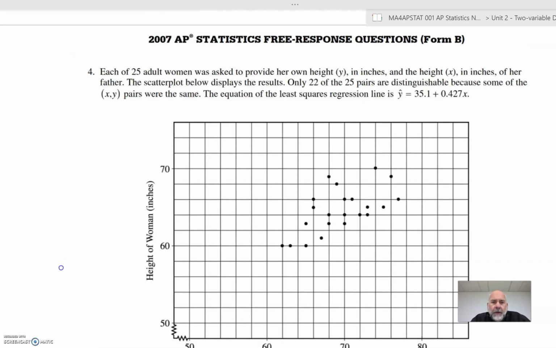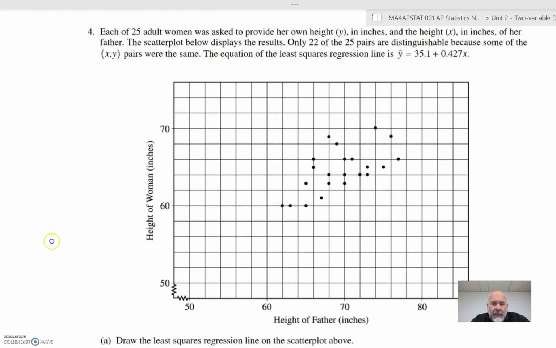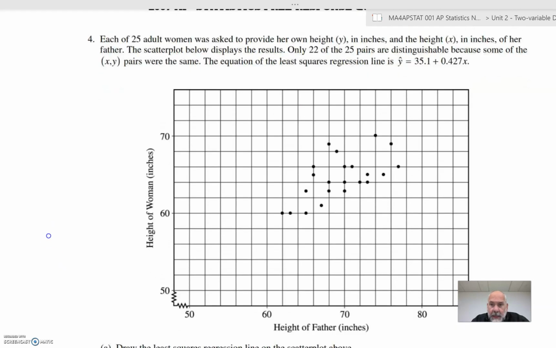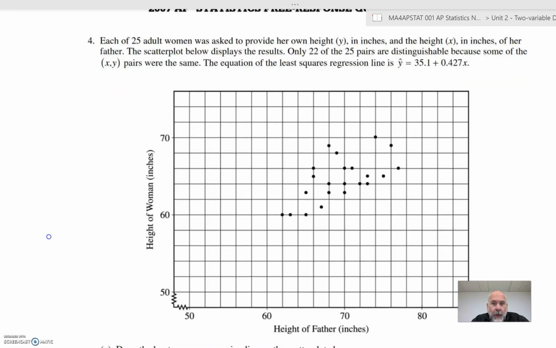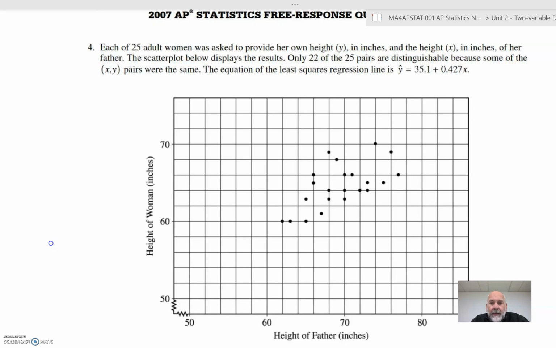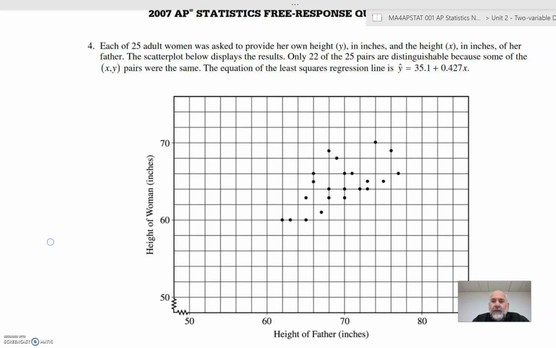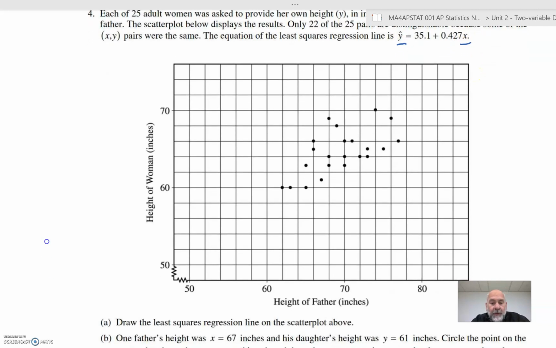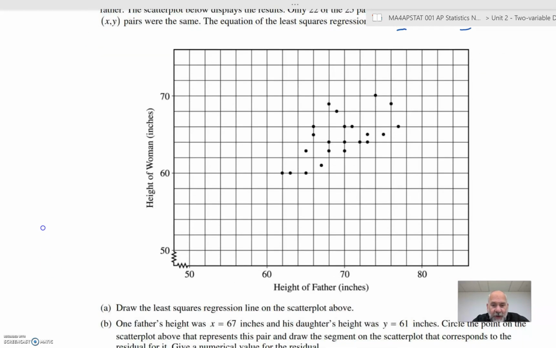Okay. So adult women, giving their own height and the height of the father. How well does the height of the father predict the height of the woman? So y is her own height, x is the father's. You notice how they switched in this one to y hat and x, which is fine, but they define the variables so we know what it is. Draw the least squares regression line on the scatter plot above.